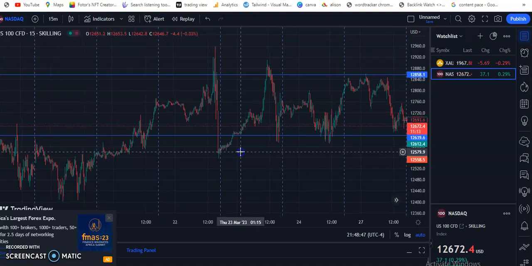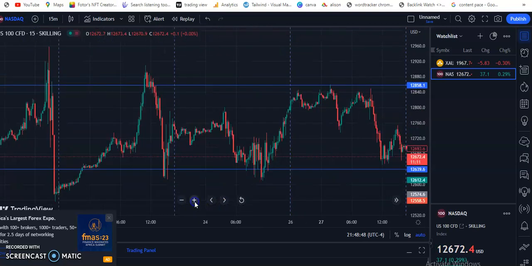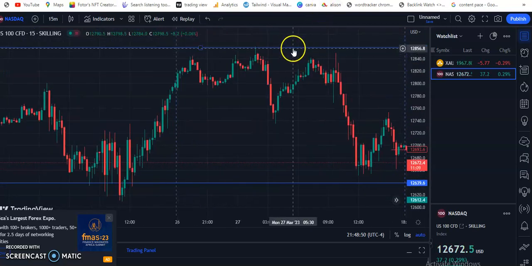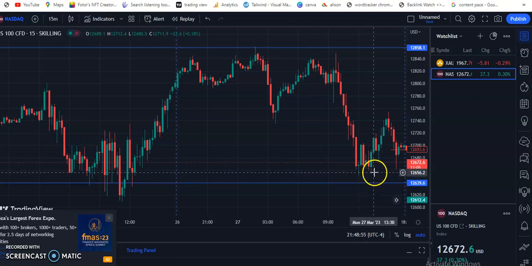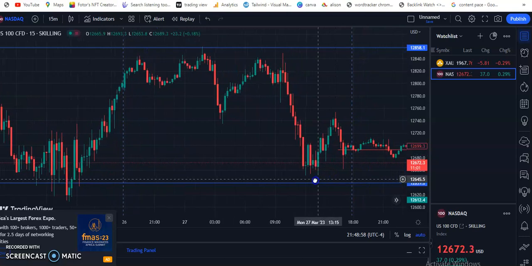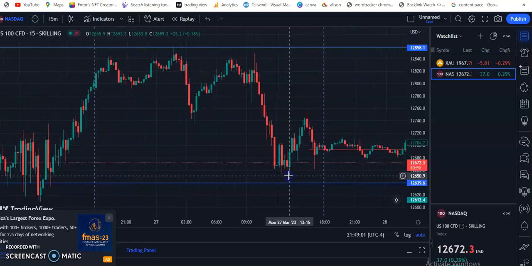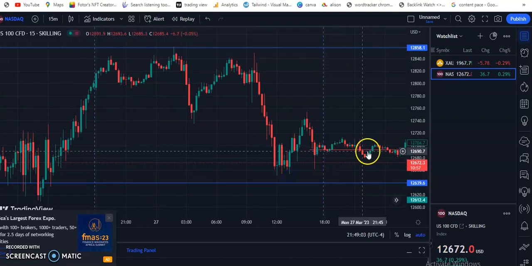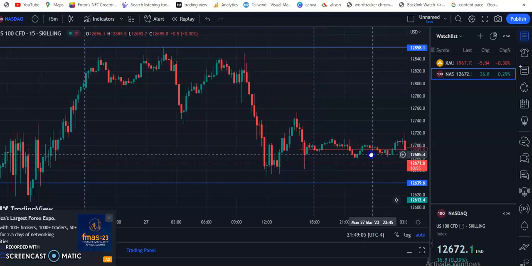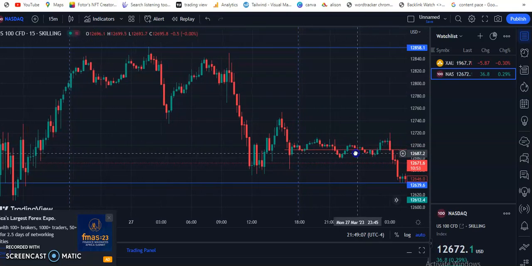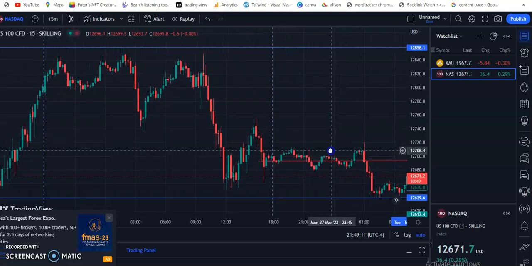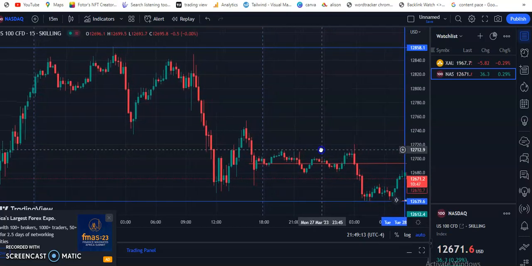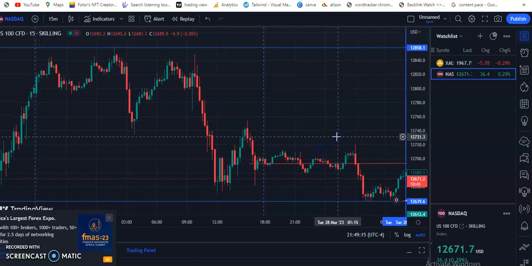So this is our previous day's high, and our previous day's low was here. But the market continued lower. So I want you to see how this market behaves before the New York window opens.